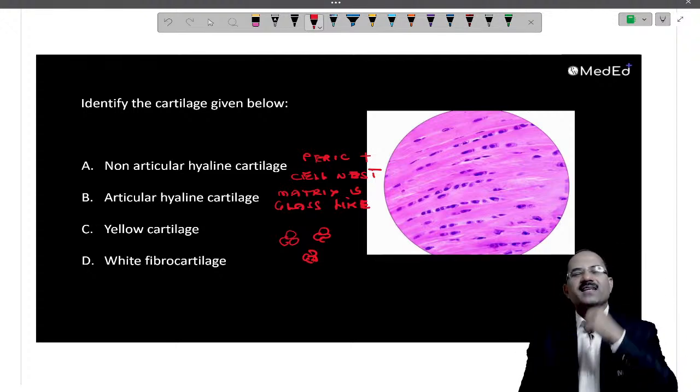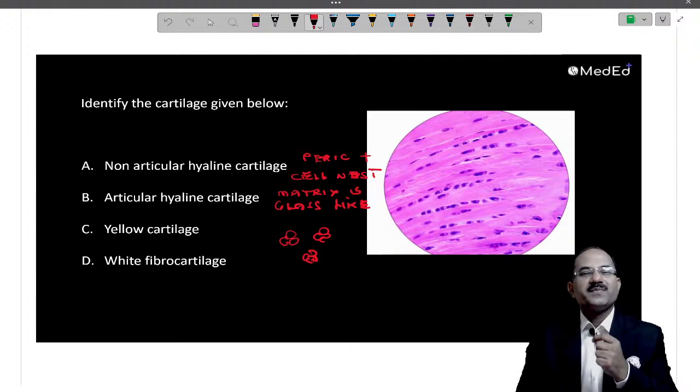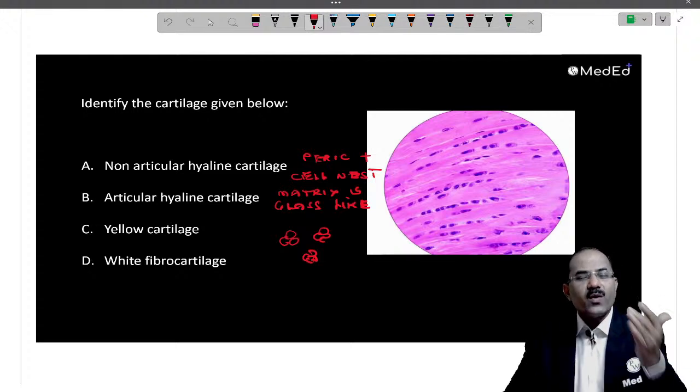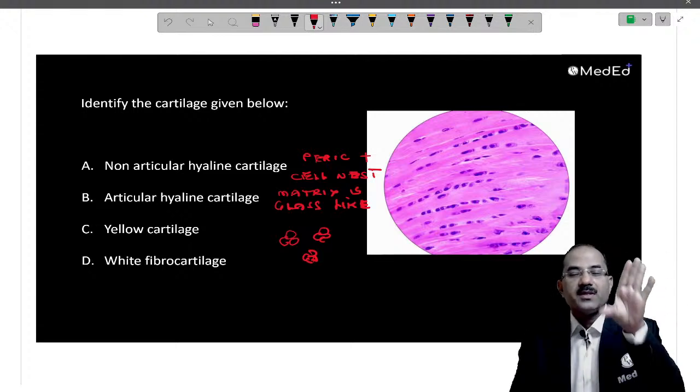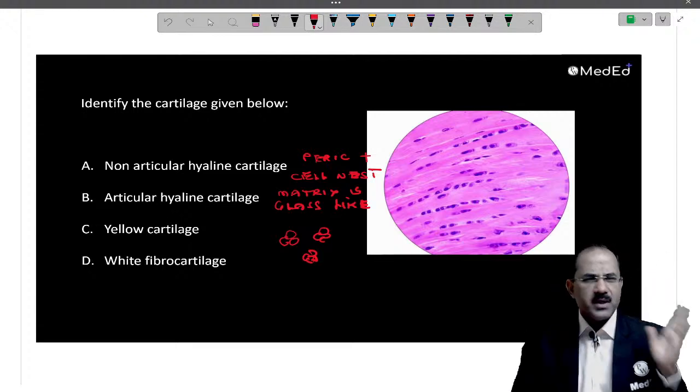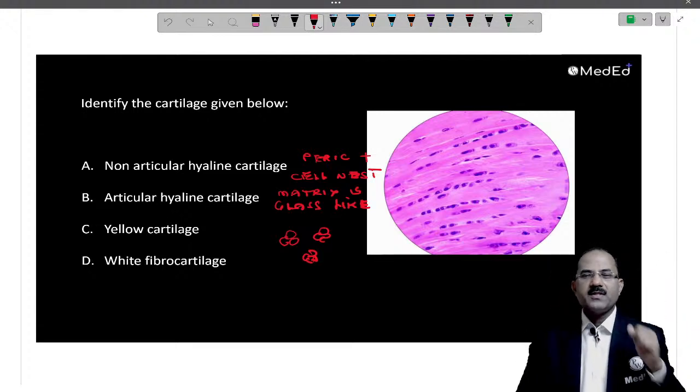Where do you get this hyaline cartilage, students? Hyaline cartilage is found in the trachea, the thyroid cartilage, the cricoid cartilage. These are all examples of hyaline cartilage. This is extremely important. This all is asked in the MCQs.